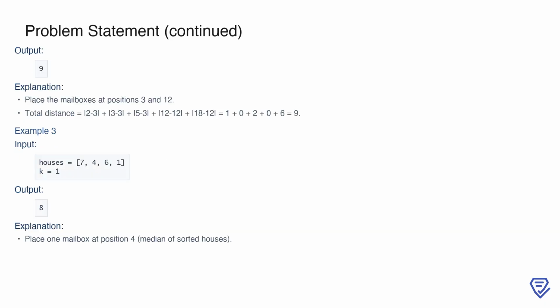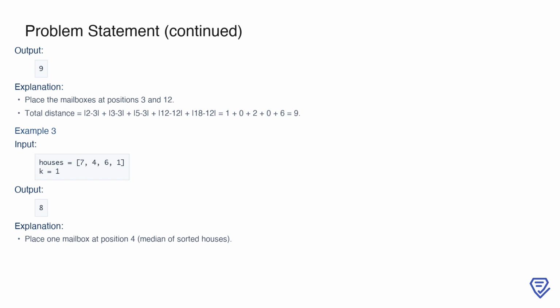In the second example, the houses are located at 2, 3, 5, 12, 18, and you are allowed to place 2 mailboxes, k equals 2. The optimal placement is at positions 3 and 12. For the first house at position 2, the closest mailbox is at position 3, so the distance is |2 - 3| = 1. The second house at position 3 is already at a mailbox, so the distance is 0.